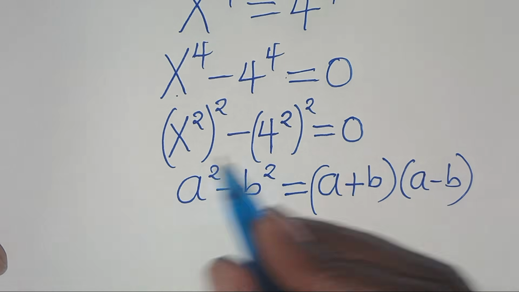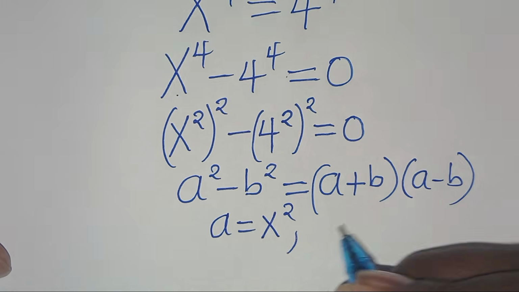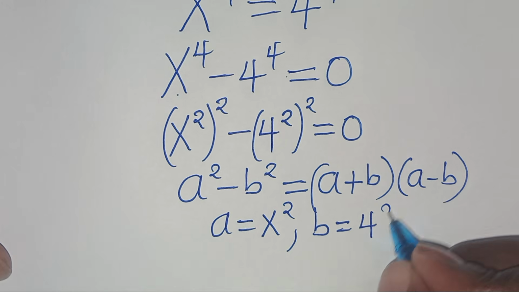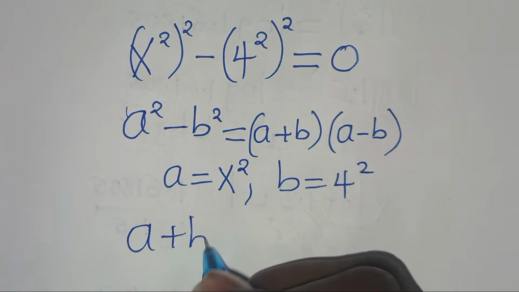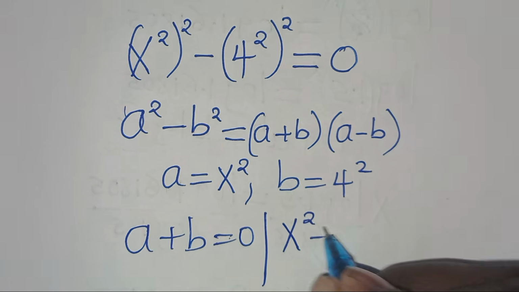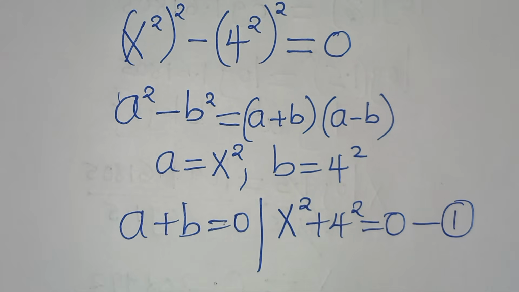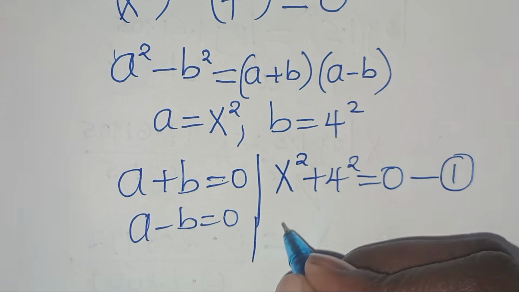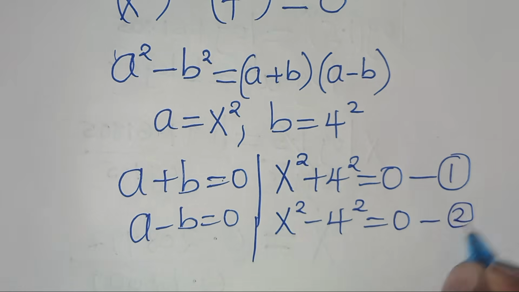Now from this equation, we have that a is equal to x to the power of 2, and b is equal to 4 to the power of 2. Now this implies that a plus b equal to 0, which is the same thing as x to the power of 2 plus 4 to the power of 2 equal to 0. Let's call this case 1. Then we have a subtract b equal to 0, which is the same thing as x to the power of 2 subtract 4 to the power of 2 equal to 0. Let's call this case 2.